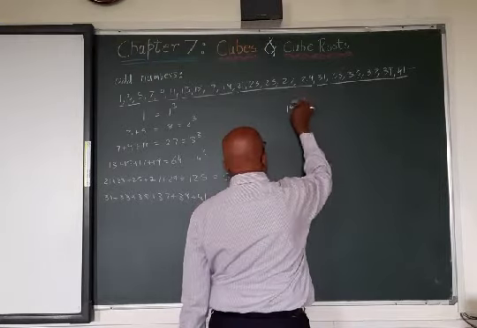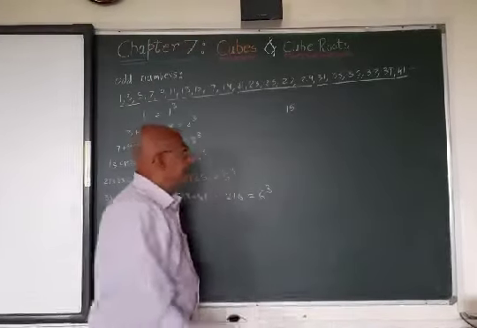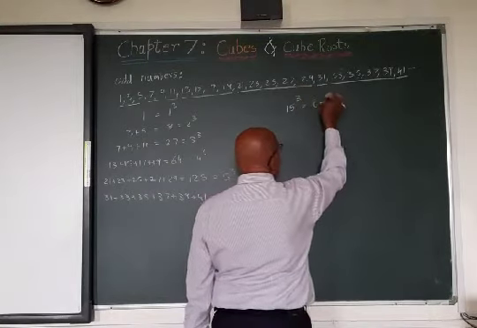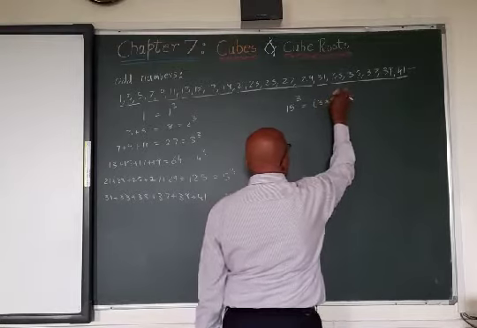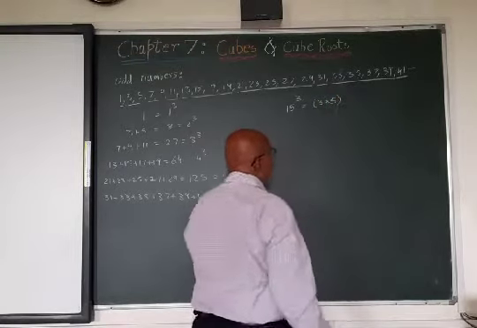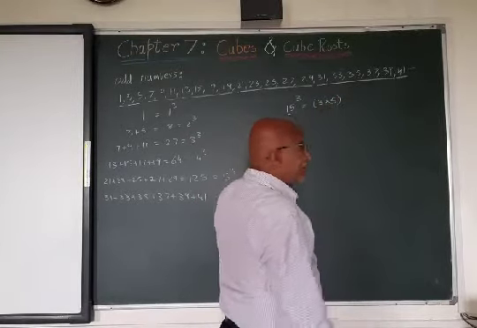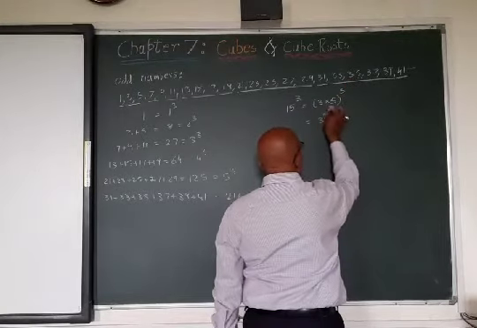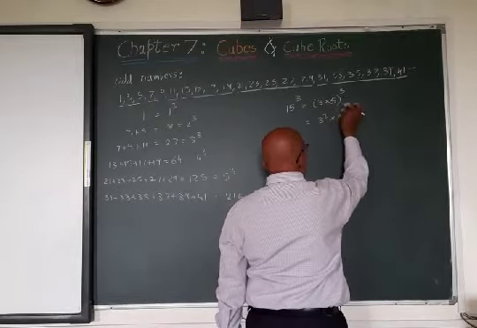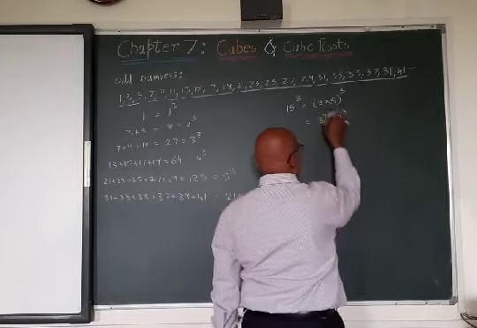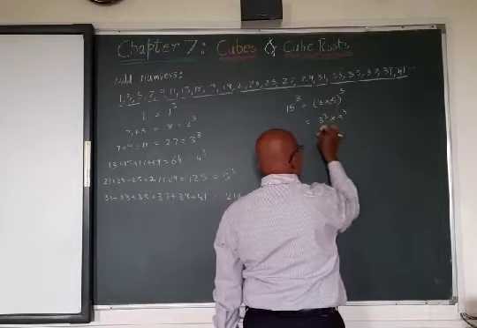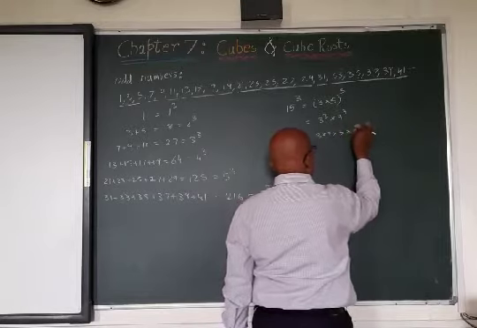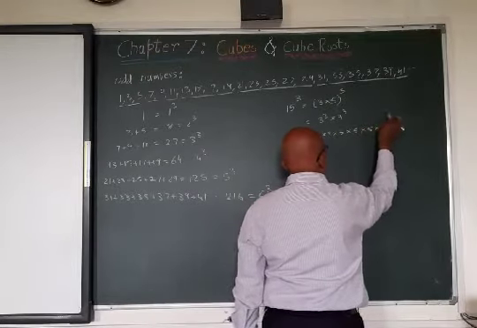15, now I know that 15 has the prime factors of 3 multiplied by 5. 3 multiplied by 5 is 15, and 3 and 5 are the prime factors of 15. So the cube of this means we can write it as 3 cube multiplied by 5 cube, that is equal to 3 into 3 into 3 into 5 into 5 into 5.